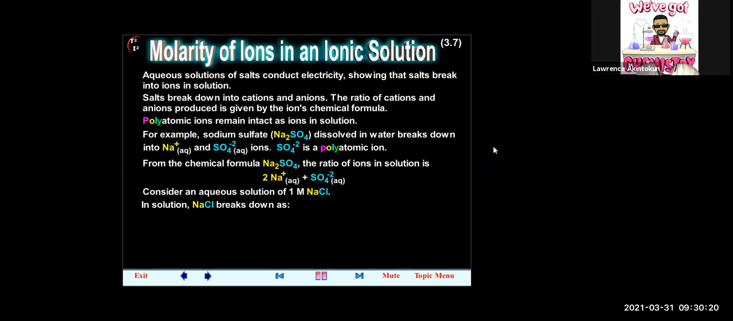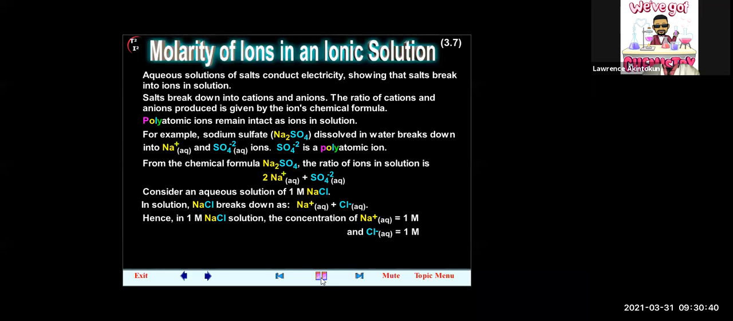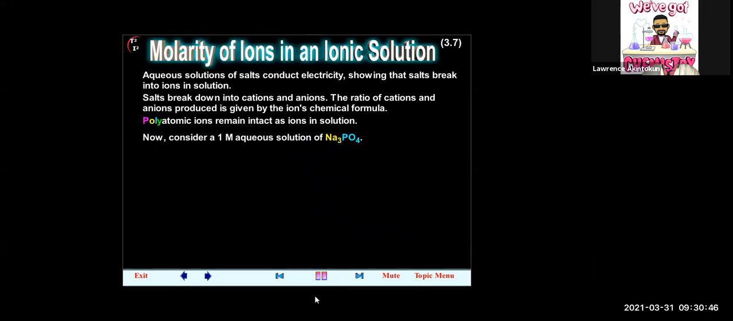In solution, NaCl breaks down as Na+ (aq) plus Cl- (aq). Hence, in 1 molar NaCl solution, the concentration of Na+ (aq) equals 1 molar, and Cl- (aq) equals 1 molar. Now, consider a 1 molar aqueous solution of Na3PO4. In solution, Na3PO4 breaks down into 3 Na+ (aq) plus PO4 3- (aq).